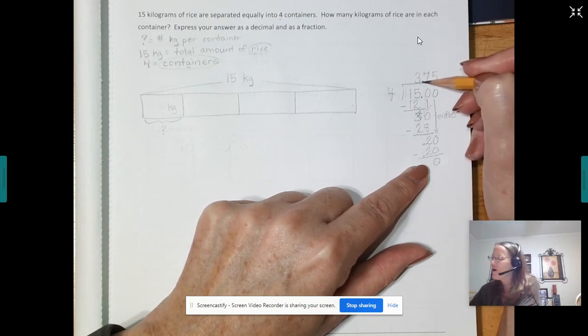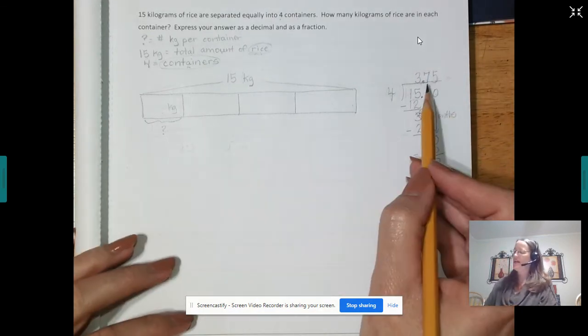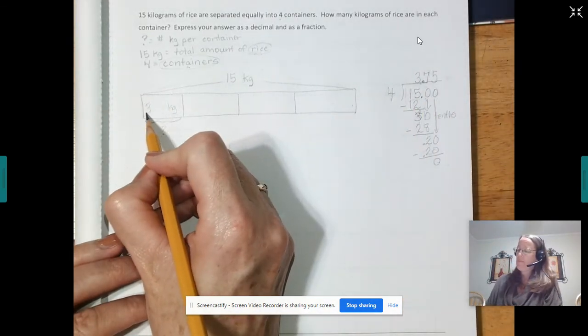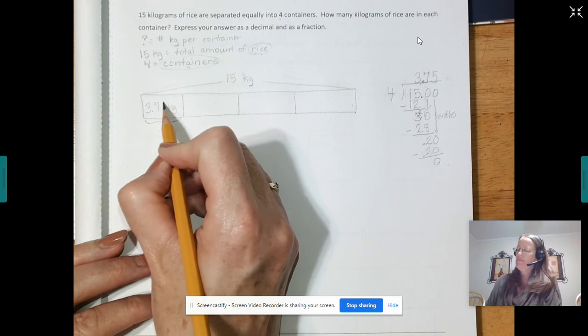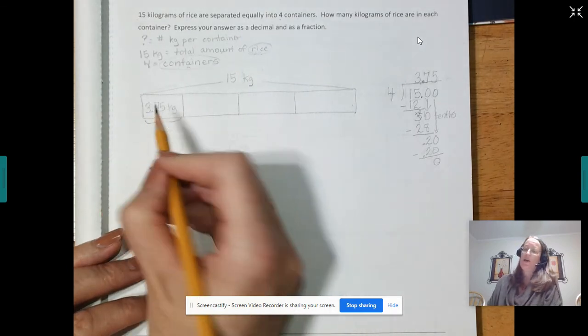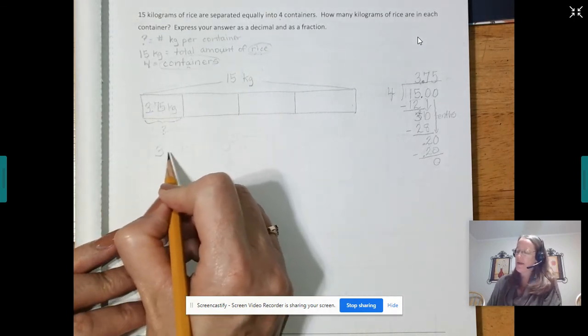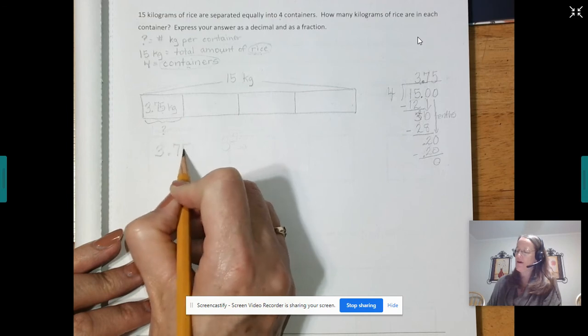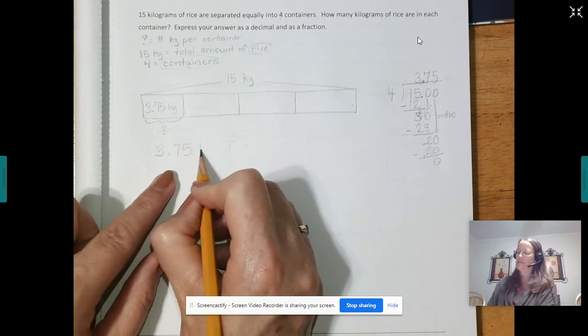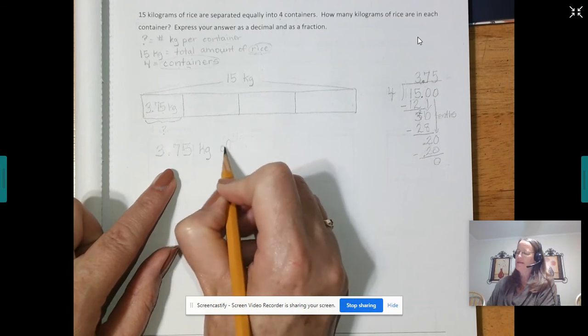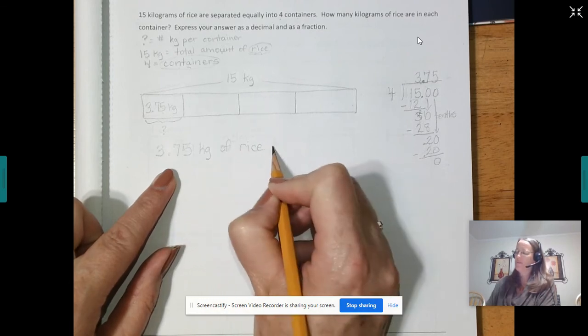I have divided all of the rice, and in each container there will be 3 and 75 hundredths kilograms of rice per container.